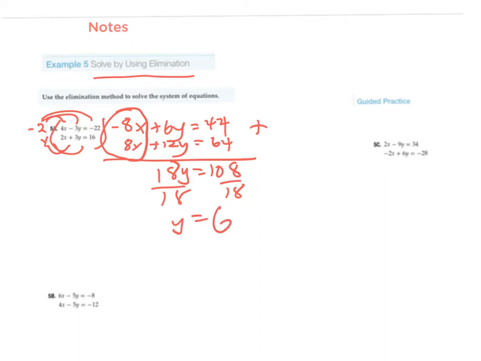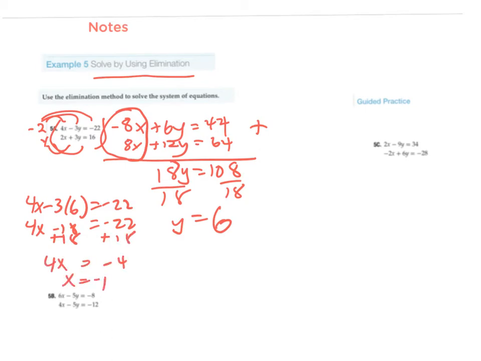6. So once we have one letter, then all we need to do is substitute this back into either equation and get the other letter. I'm just going to put it in the first equation. So I'm going to have 4x minus 3, and I'm going to put the 6 for the y, equals negative 22, and I'm going to solve now. So 4x minus 18 equals negative 22. I'm going to add 18 to both sides. I get a negative 4x, so x equals a negative 1. So my answer is negative 1, 6.